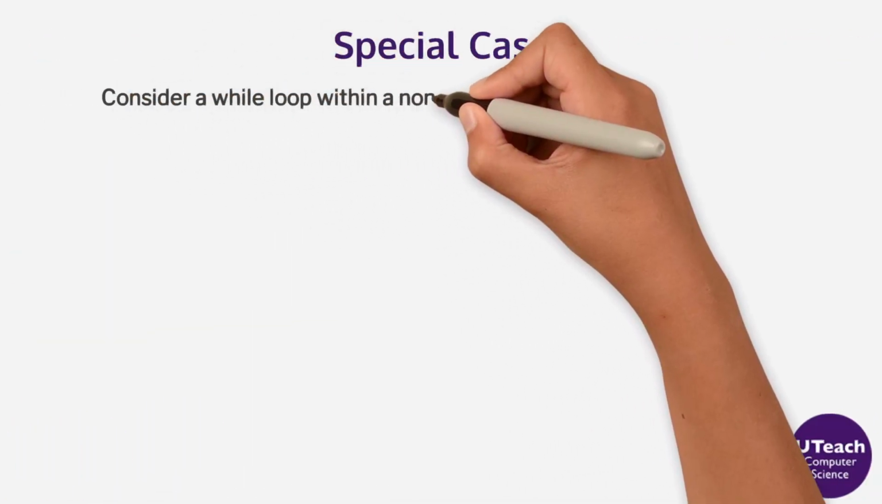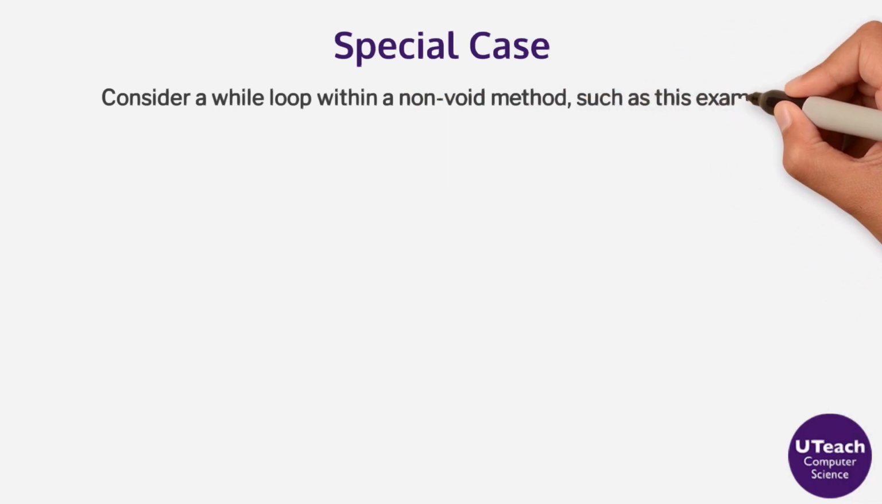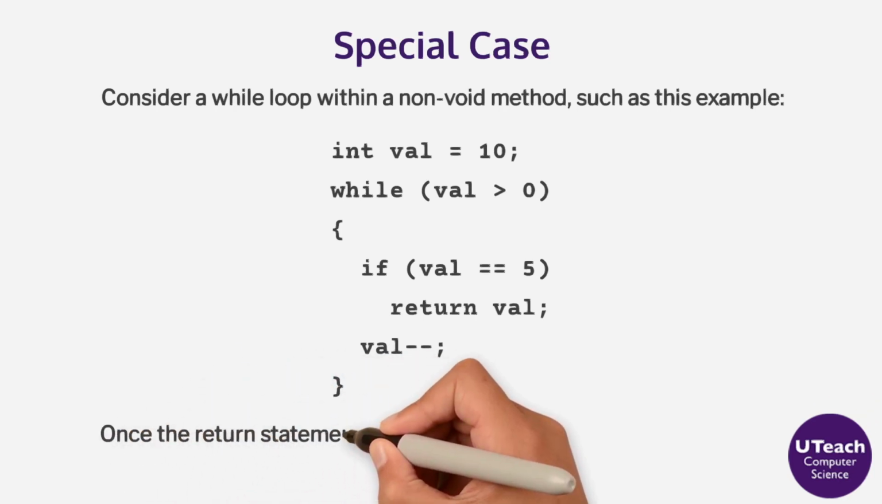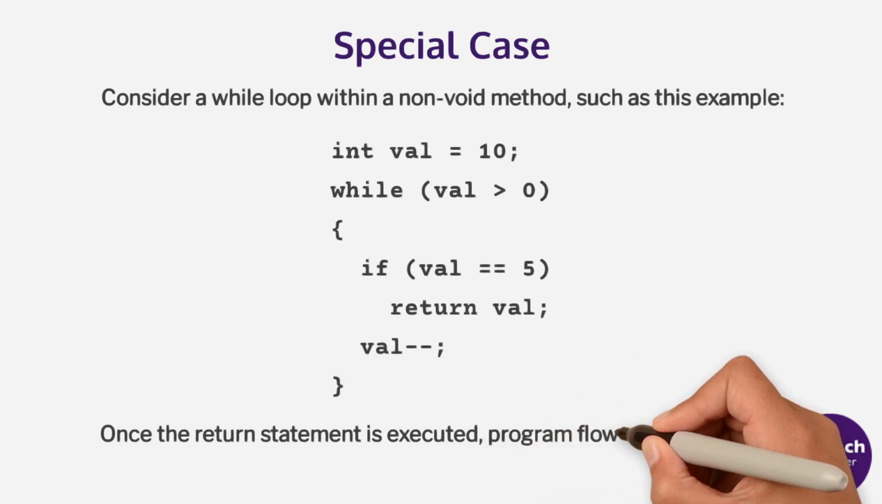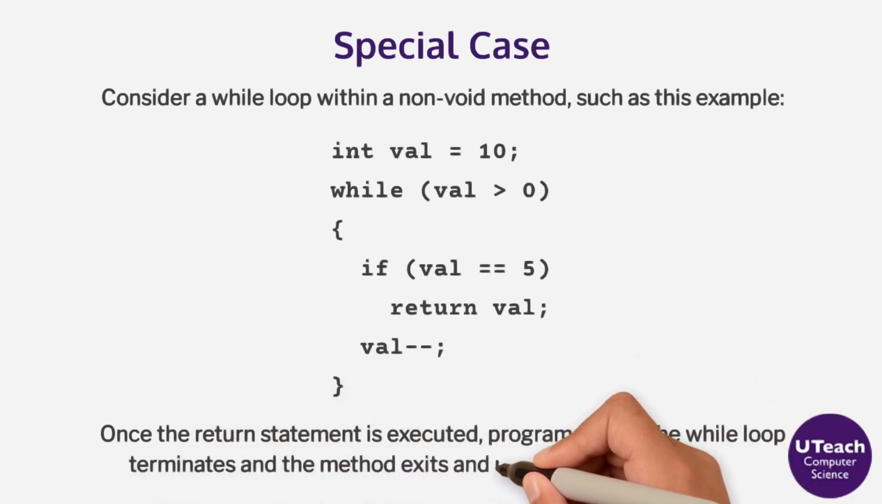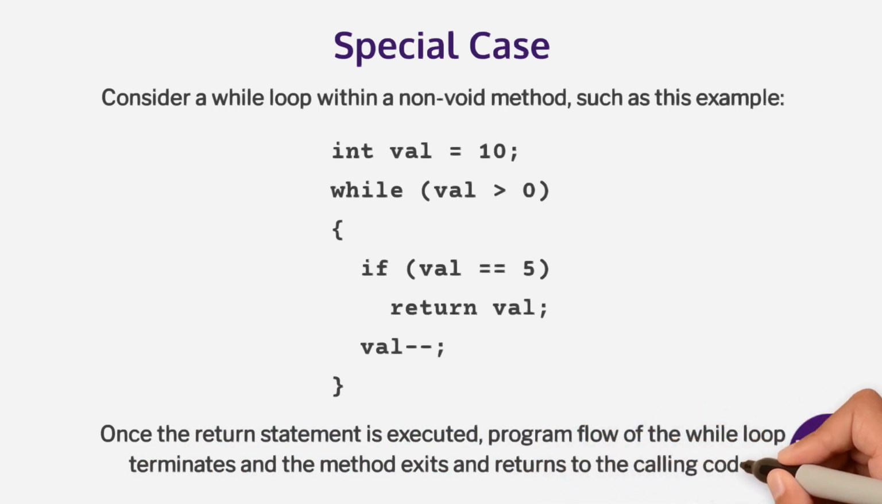Consider a while loop within a non-void method, such as this example. Once the return statement is executed, program flow of the while loop terminates and the method exits and returns to the calling code.